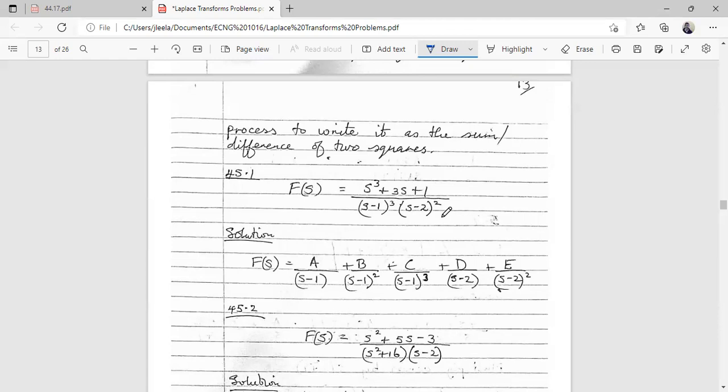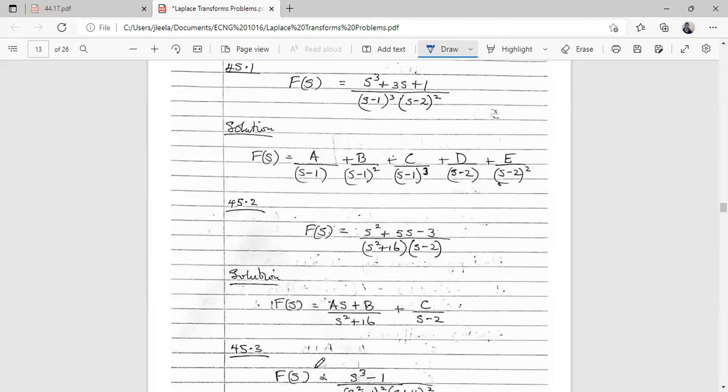You understand? So you'll have a constant over s minus 1 plus a constant over (s minus 1) squared plus a constant over (s minus 1) cubed. And then for the repeated factor, you'll have a constant over s minus 2 plus a constant over (s minus 2) squared. So you notice I use different constants, A, B, C, D, and E.